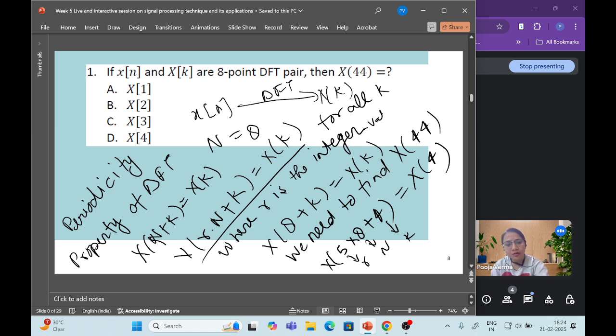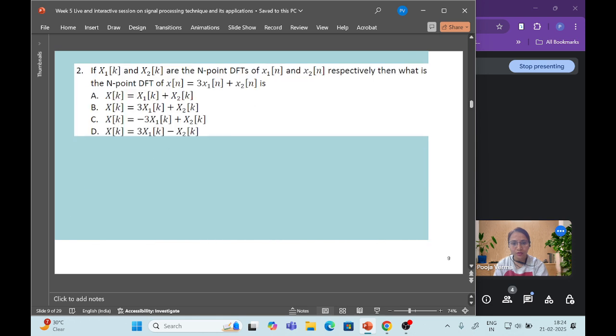Or otherwise you can do it this way: it is 44, and there is an n-point DFT. If you divide by 8, 5 eights are 40, then only 4 is left. So x of 44 will be equal to x of 4. So option D is the correct answer for this question. Now moving to the next question.